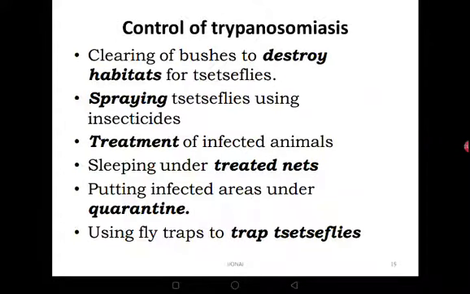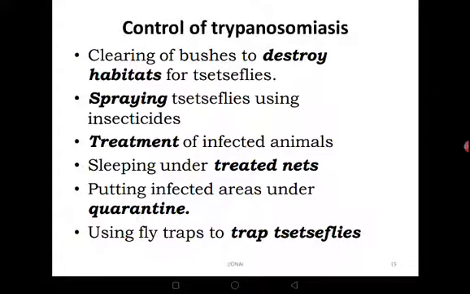So how do we control them? Like we did in mosquitoes, the only way of controlling trypanosomiasis is by stopping the tsetse flies. One, by clearing bushes to destroy the habitats for tsetse flies. We know they live in bushes. If you go and rear cows, you graze, you will see very many of them coming to suck the blood from the cow and eventually spreading the trypanosomes. So we clear bushes, that's one.